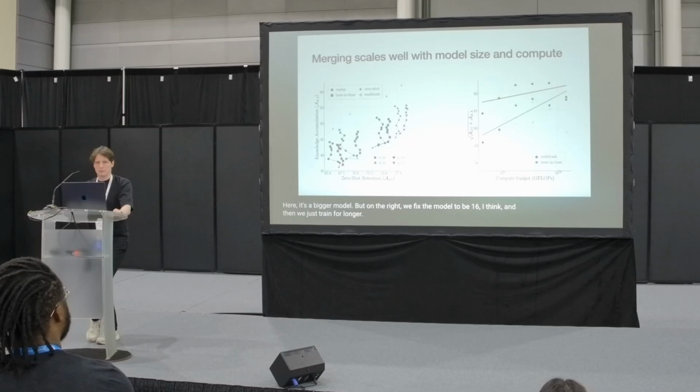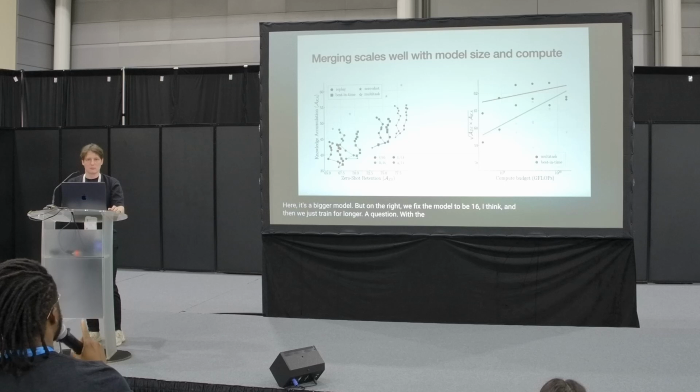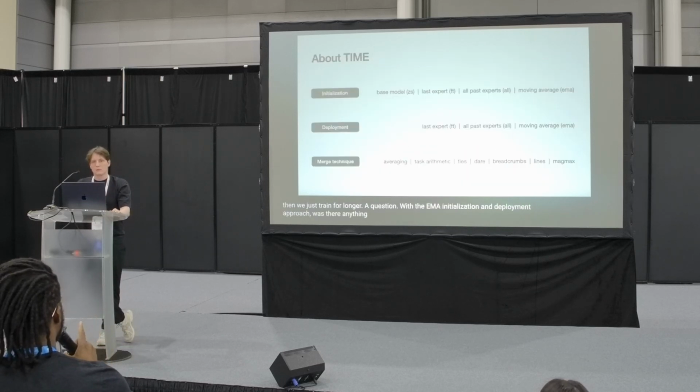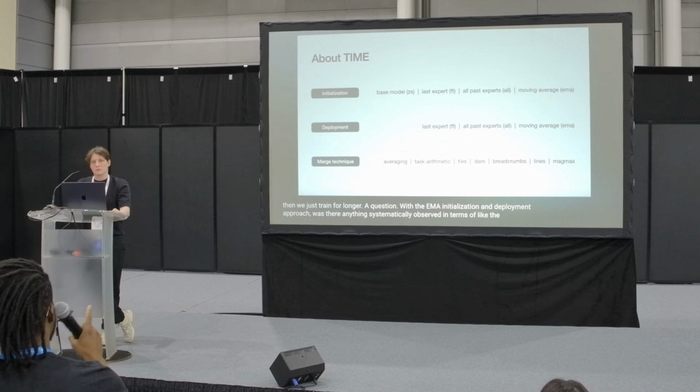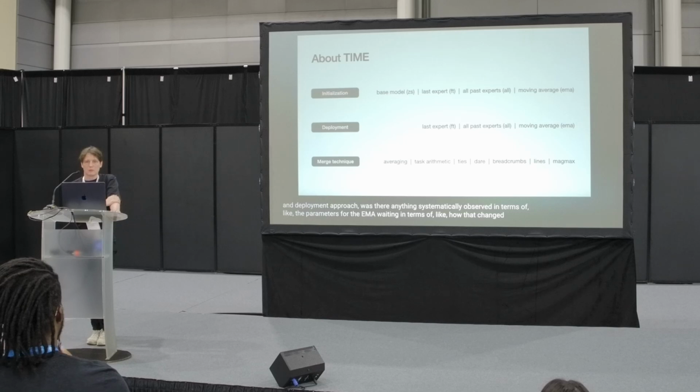A question. With the EMA initialization and deployment approach, was there anything systematic you observed in terms of the parameters for the EMA weighting, in terms of how that changes with the number of tasks you're dealing with over time? Yeah, so we just used a single weight across, and we found that just 0.5 works the best. So yeah, not as exciting.